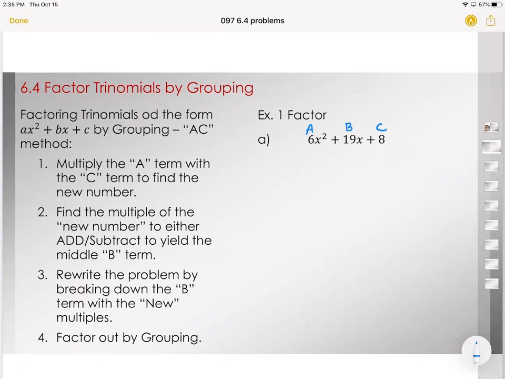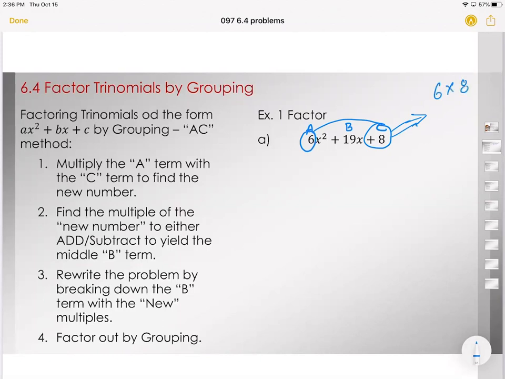Those are your trinomials, right? And the AC method tells you to take the A item and multiply it to the C item. So if you do this, and again, just bear with me here, I will do this step by step, and then we will do it on a few more problems, right? So what is 6 times 8?